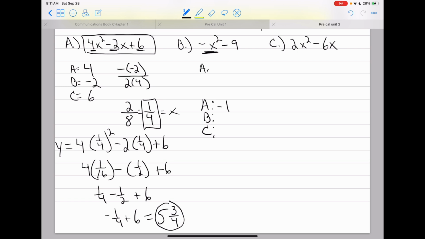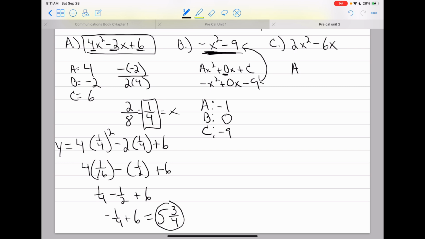B, ax squared plus bx plus c. B comes from whatever's in front of my x term. This doesn't have an x term. So literally, this is -x squared plus 0x minus 9. This and this are the same, right? So since it doesn't have an x term, the b is 0 and c is -9. So you've seen that one.